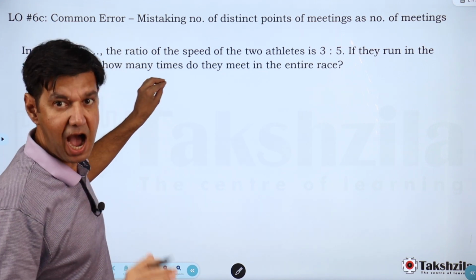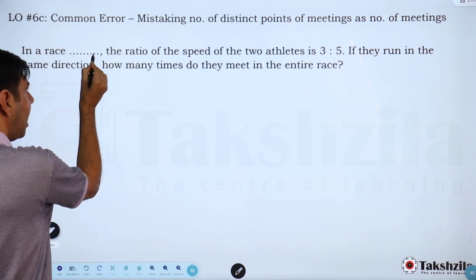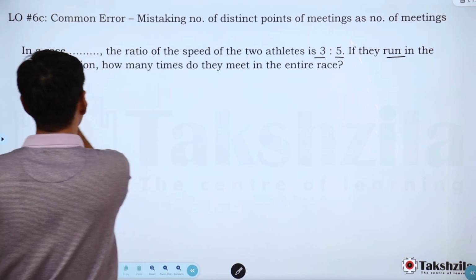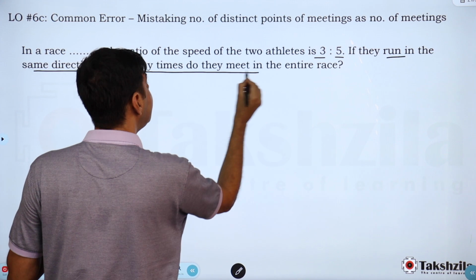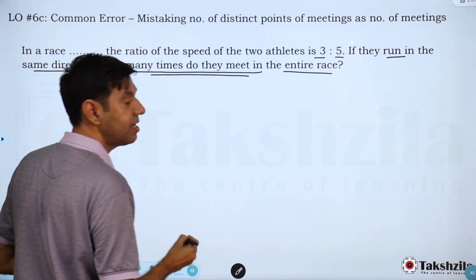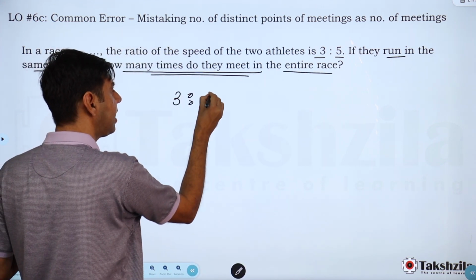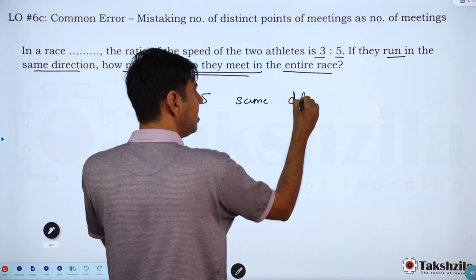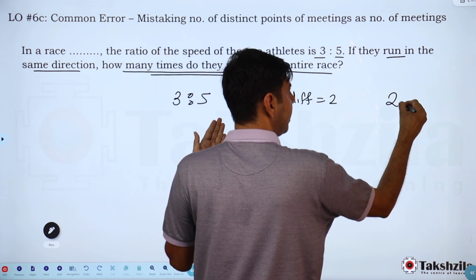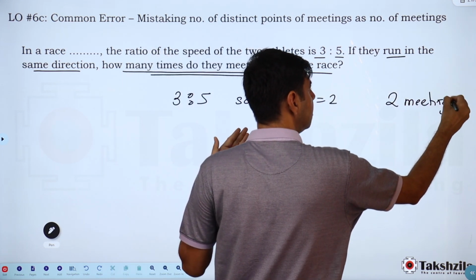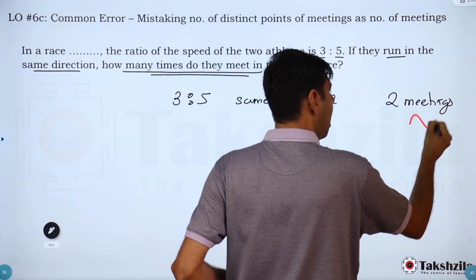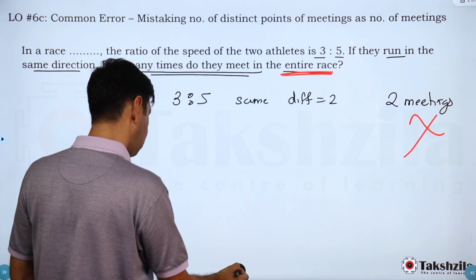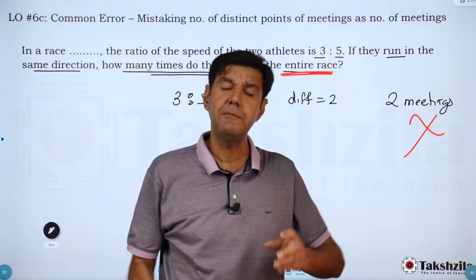So, if I give you a half-baked question, in a race, I have skipped something. The ratio of speeds is 3:5. And if they run in the same direction, how many times do they meet in the entire race? For some reason, people say, oh, it's the same direction, so take the difference. The difference is 2, so they will meet 2 times. No, this is wrong, students. How can you say 2 meetings? The number of meetings depends on the race, no? If they keep running, they can keep meeting.